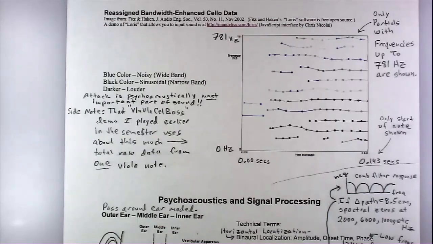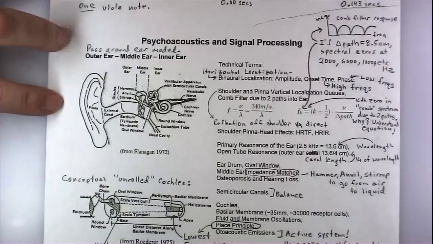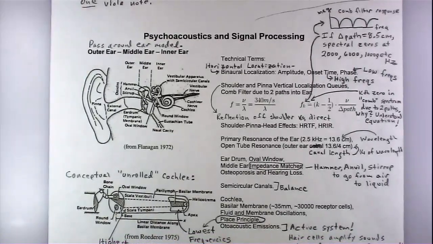Beware when you do cello stuff. This one goes up to 781 hertz, but there's data much higher than that. This is just so you can look at it, because otherwise this would be squished in the bottom 3% of an image. All right. I am done with that topic unless there's questions about time frequency reassignment.